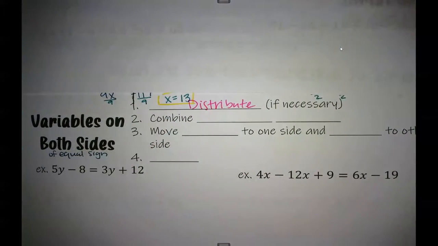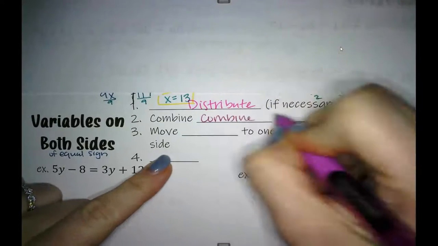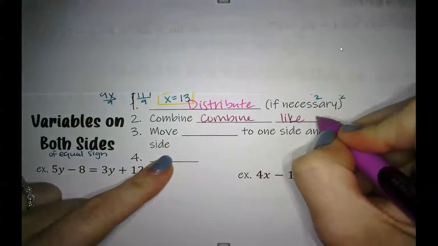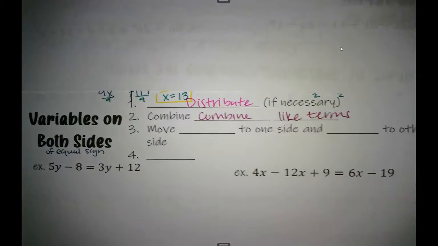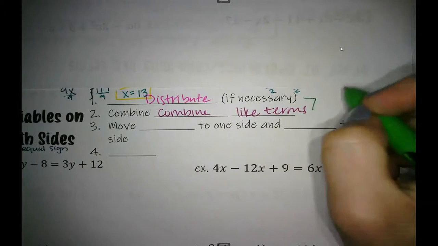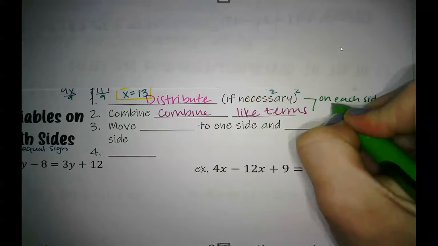And at this step, we are focused on one side of the equation at one time. All right, after that, we're going to combine like terms. Don't always just copy what I write. See what I mean first. And again, these two steps, these are on each side separately.